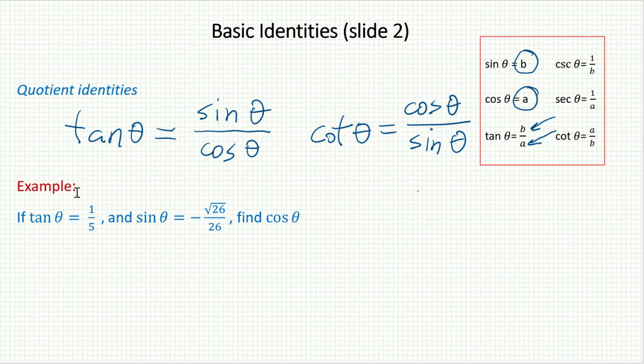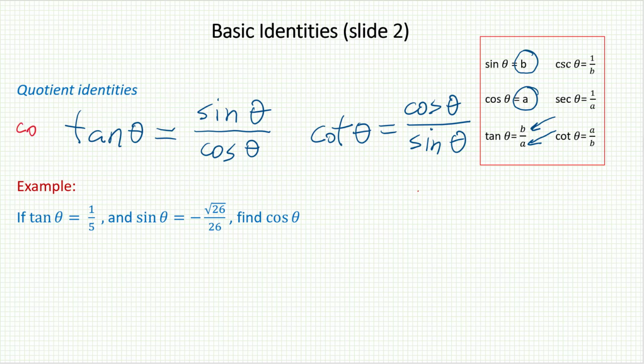Let's look at an example. If tangent theta is 1/5 and sine theta is negative root 26 over 26, we want to find cosine theta. So I know tangent, I know sine, I want to find cosine. Obviously, this is the identity that should come to mind. Now, I want to know what cosine theta is. So before I do anything with the numbers, I think I should manipulate this identity around a little bit so that cosine theta is what's on the left and everything else is on the right. In other words, I want to solve for cosine theta.